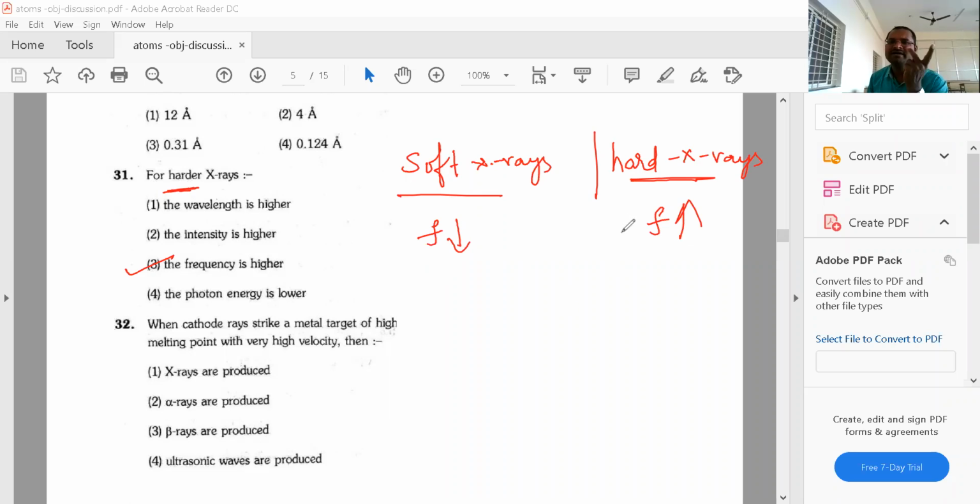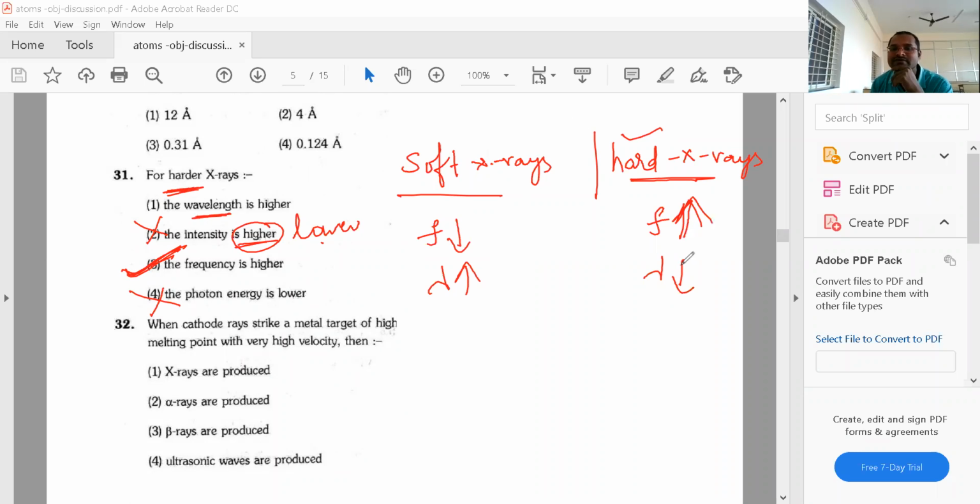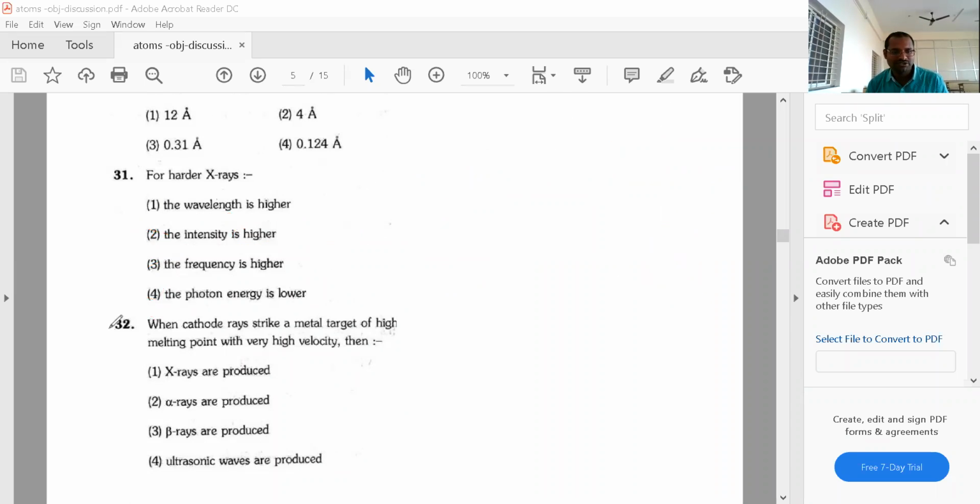Softness and hardness of X-rays cannot be decided by intensity, so that is wrong. Photon energy is also wrong. Wavelength is higher: that is wrong, because higher frequency means wavelength should be less. If they had given frequency is lower, it would be correct for soft X-rays, since lower frequency means lambda should be more. Be careful. So option 3 is the only right answer, because for harder X-rays frequency should be higher or wavelength lower. Clear? Question number 32.